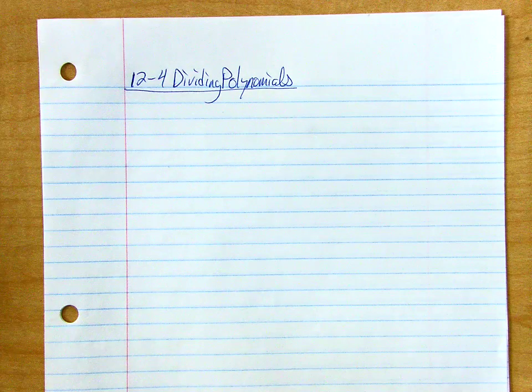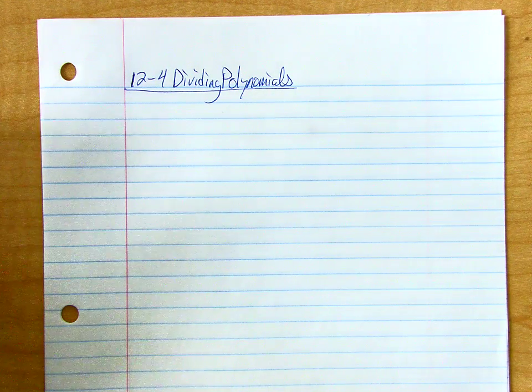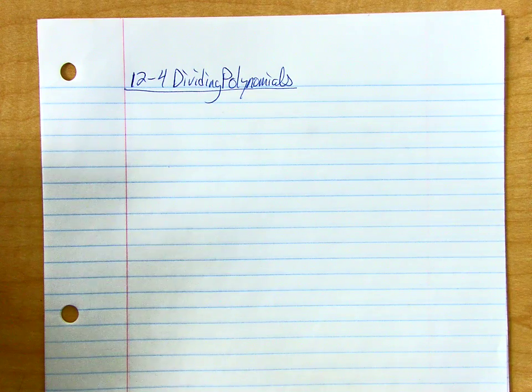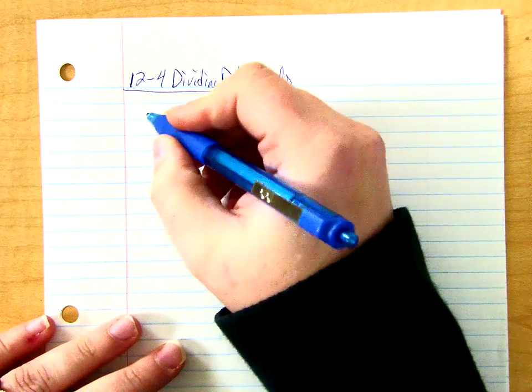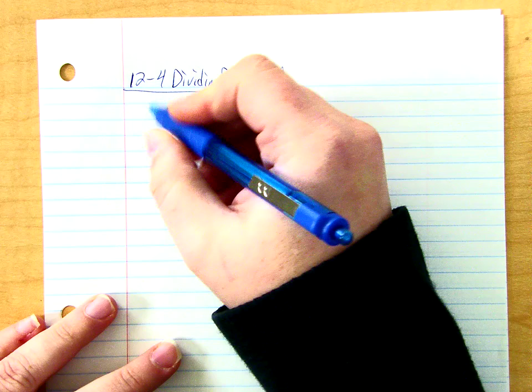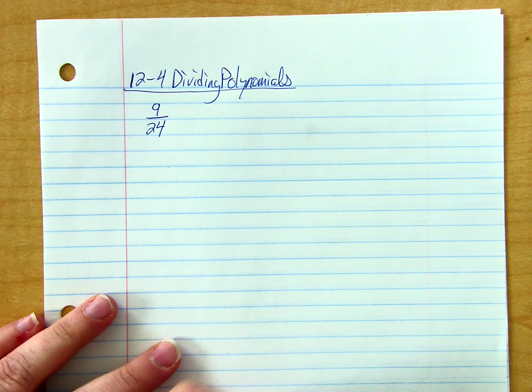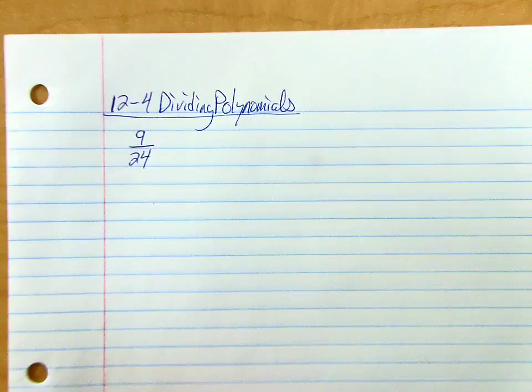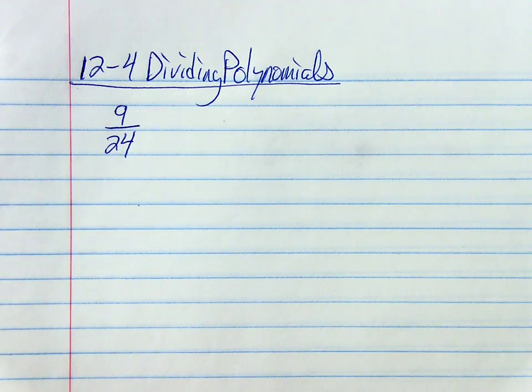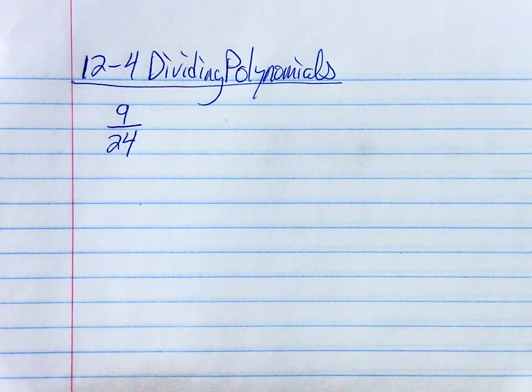Right, so today we are dividing polynomials. What we have done so far is simplify polynomials. So for example, if I gave you the fraction, I don't know, let's say 9/24, and I wanted to reduce this fraction, what do I do? I find a common factor, right? And then I just reduce by that common factor.